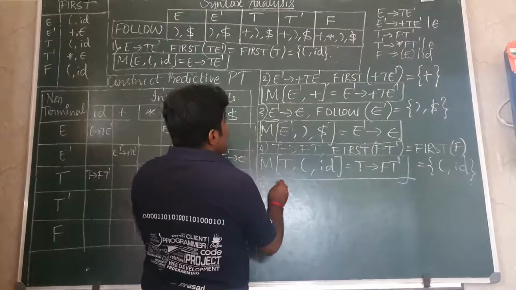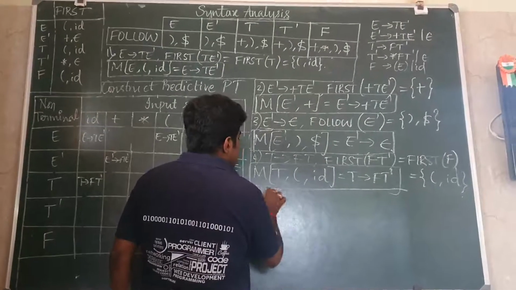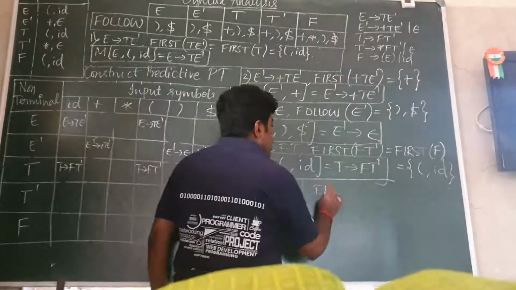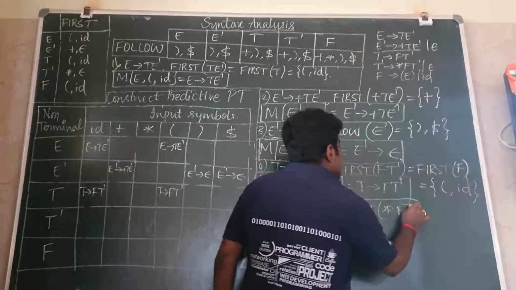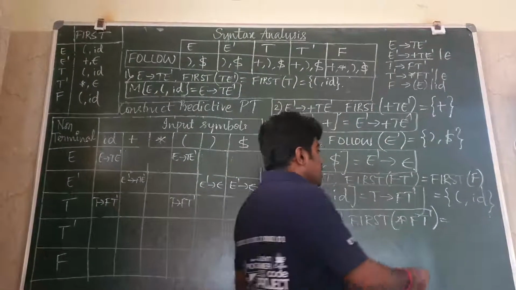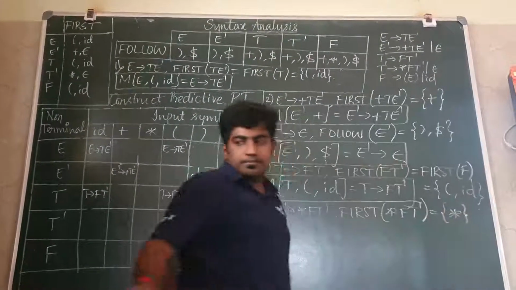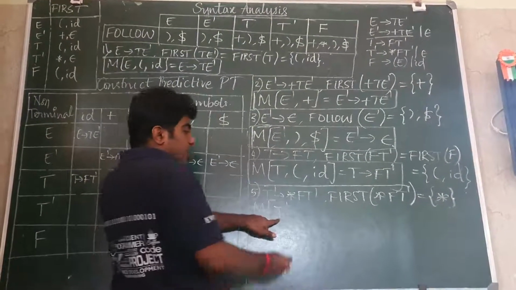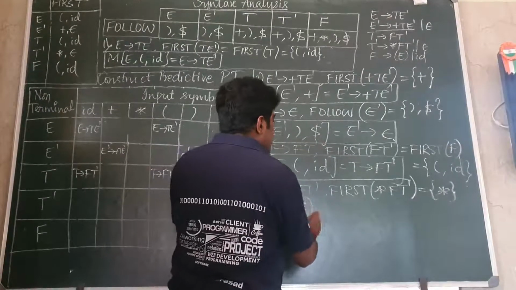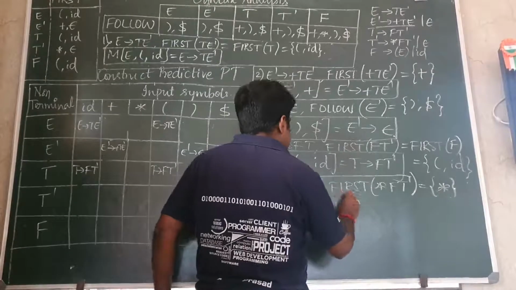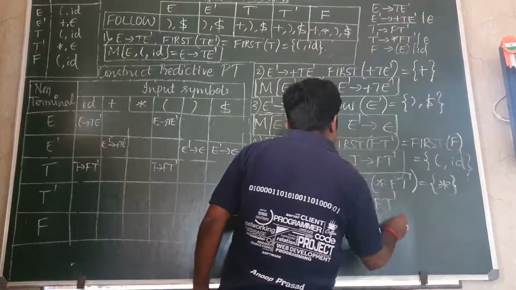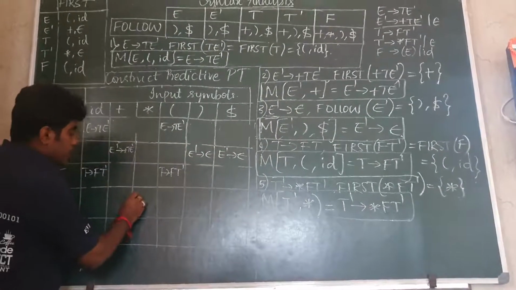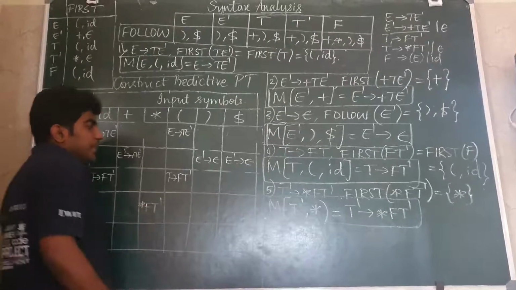Then the next production, T dash tends to star FT dash. Now alpha is not equal to epsilon, so first of alpha, star FT dash, is star. What is the meaning? In parsing table M, from non-terminal T dash on taking terminal star, you have to include T dash tends to star FT dash. Right? T dash on star, we include star FT dash.